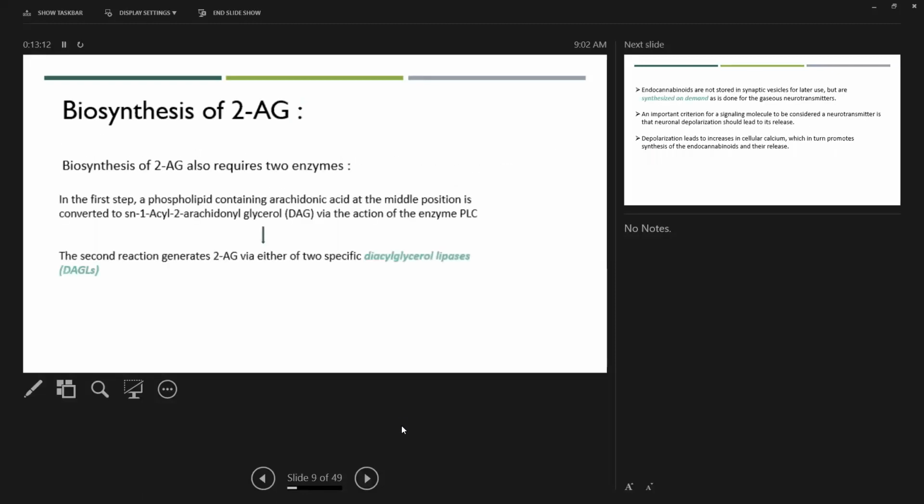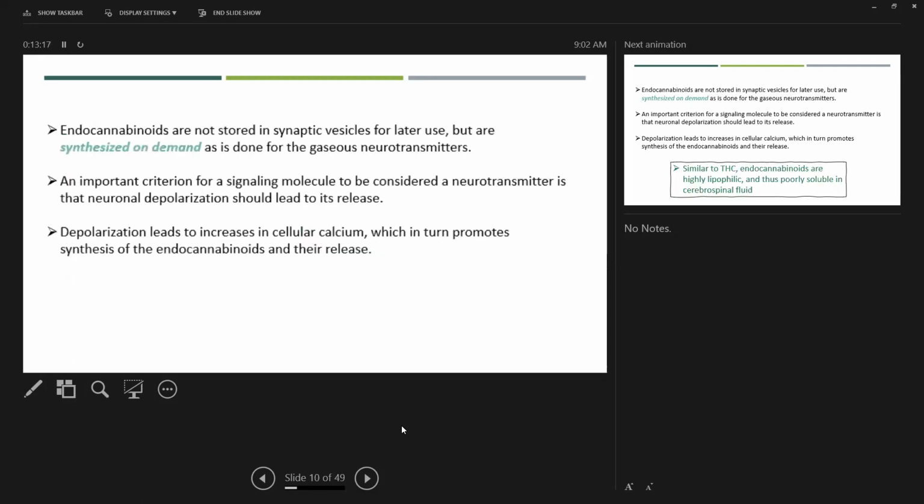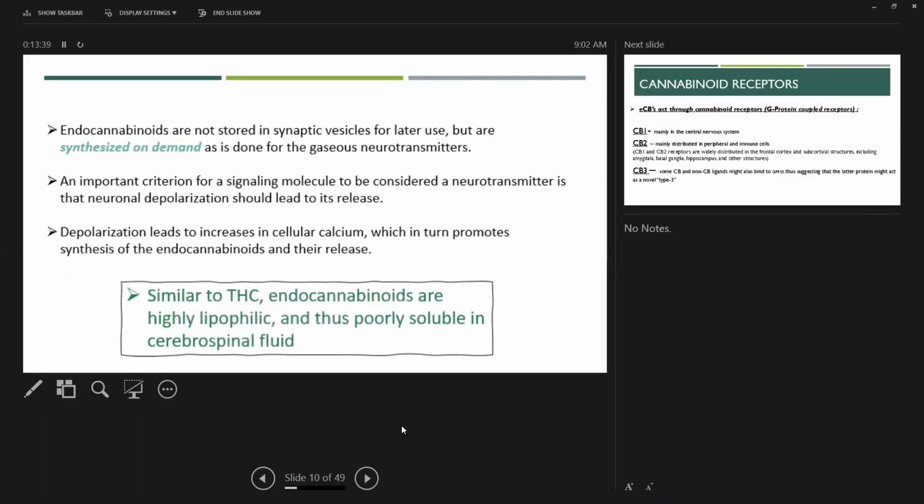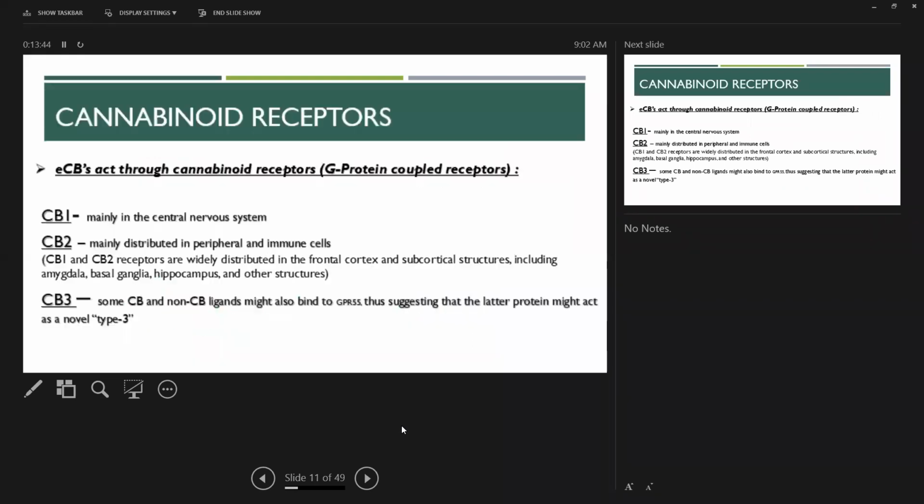Biosynthesis of 2-arachidonoylglycerol requires the action of the enzyme diacylglycerol lipase. Endocannabinoids are not stored in synaptic vesicles for later use, but are synthesized on demand, as is done for other gaseous neurotransmitters. An important criterion for a signaling molecule to be considered a neurotransmitter is that neuronal depolarization should lead to its release. Depolarization leads to an increase in cellular calcium, which in turn promotes the synthesis of endocannabinoids and enzymes. Similar to tetrahydrocannabinol, endocannabinoids are highly lipophilic and thus poorly soluble in the cerebrospinal fluid.